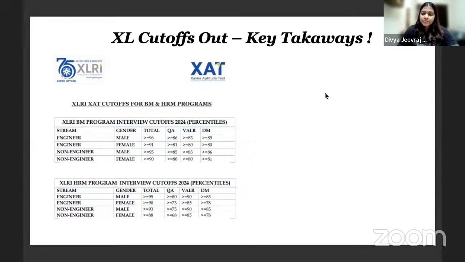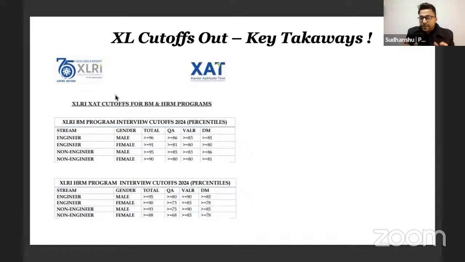For XLRI HRM program, this is only for the XLRI Jamshedpur campus, and it is having currently 180 seats, and there are no signs of increase in the seats. So this particular cutoff is for those 180 seats. People clearing all the cutoffs in the decision making section, in the verbal section, in the con section, and also the overall total cutoff should be cleared. All these people will be receiving a call, and they need to start with the preparation.